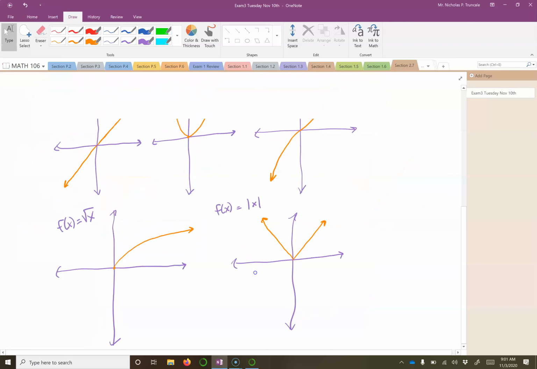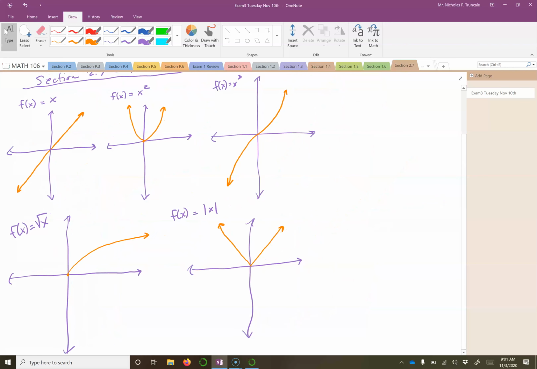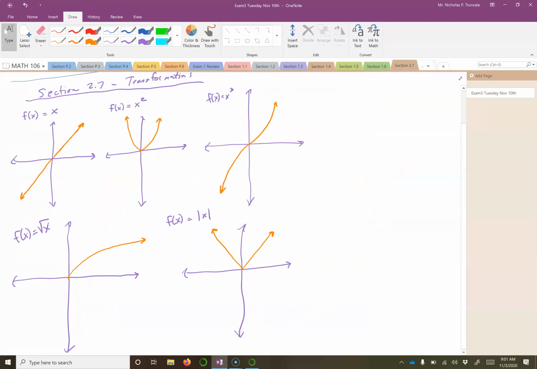Okay, so these 5 functions are the ones we're going to utilize in this section, okay? Again, 3 of them I know you've done in the past. The square root function we've been using here, and then the absolute value, I think this is the first time I've shown it to you, but you've probably also seen that one. So we're going to work with these.